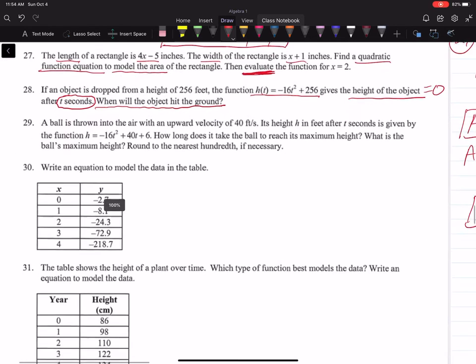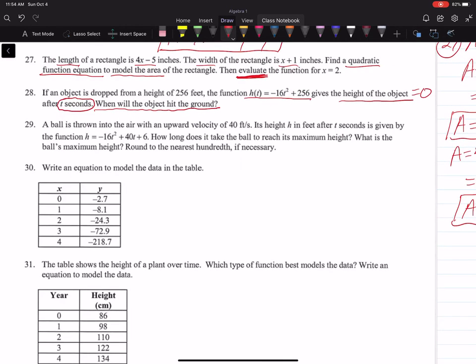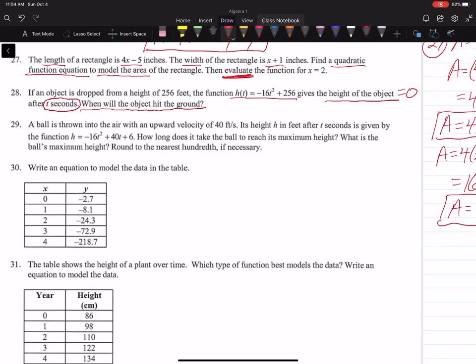Okay, so 29 is very, very similar. It says how long does it take the ball to reach its maximum height? What is the ball's maximum height? So how long is the time it takes to reach the maximum height. So the maximum, again, is your vertex of the quadratic that they gave us. It says its upward initial velocity is 40 feet per second. So that's where the 40 is coming from. We are throwing it, apparently it's already 6 feet high because that's where the 6 comes from. Anyway, we're finding the vertex of this thing.